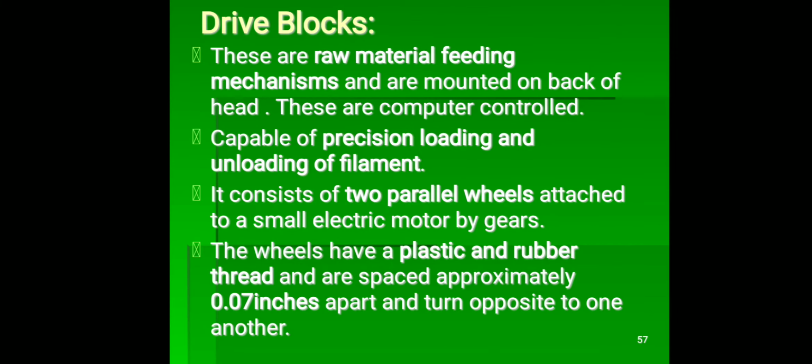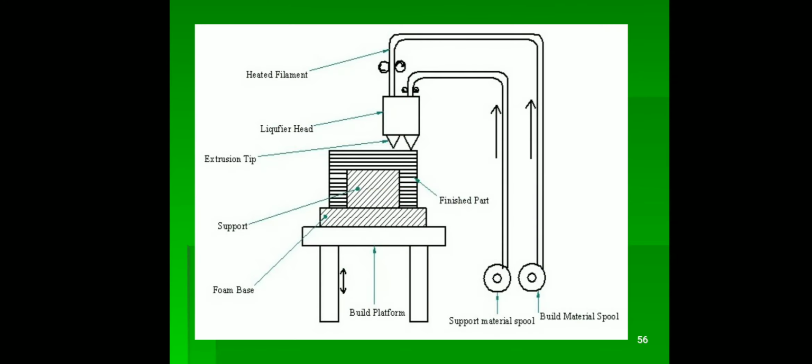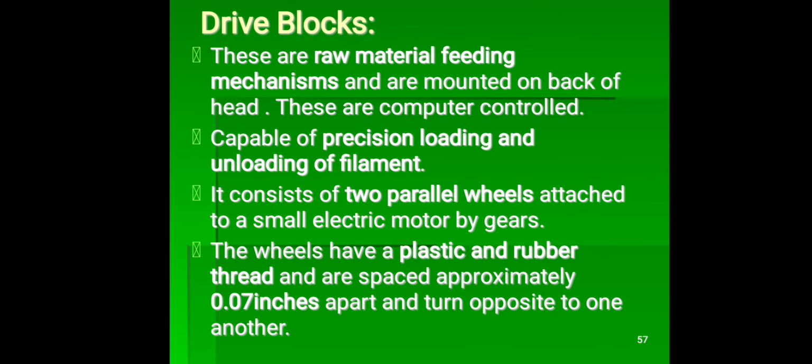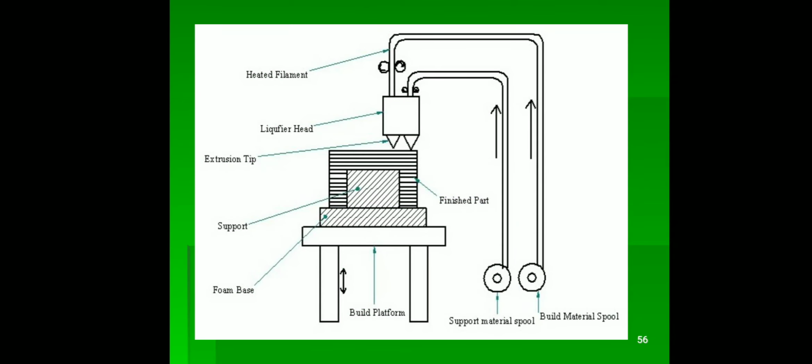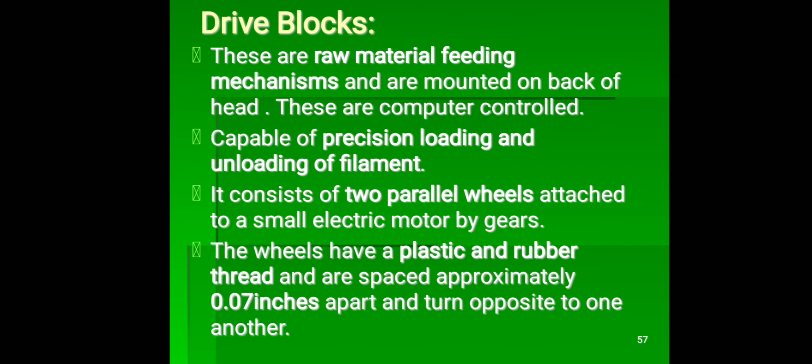So the drive blocks, these are the raw material feeding mechanism, and you can see here the drive blocks are mounted on the back of the head. These are computer controlled, capable of precision loading and unloading of filament. It consists of two parallel wheels attached to a small electric motor by gear.